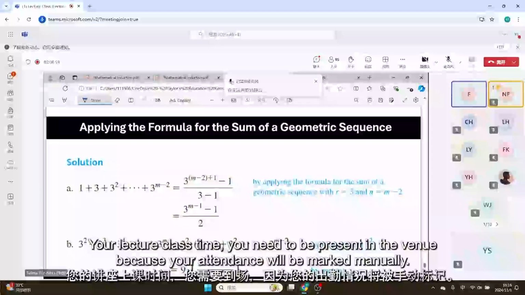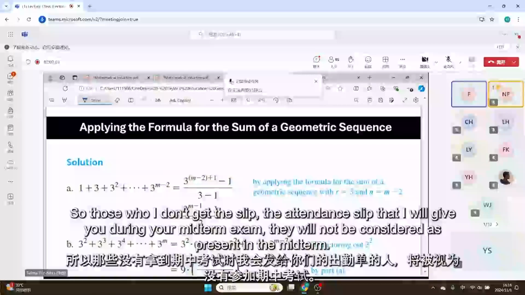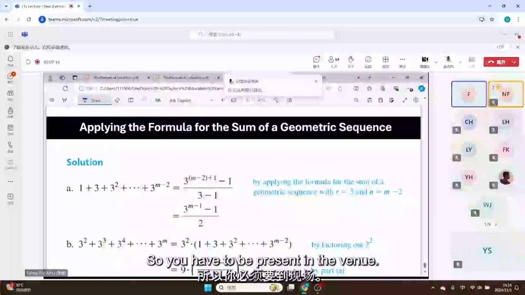Your lecture class time, you need to be present in the venue because your attendance will be marked manually. So those who I don't get the attendance slip from, that I will give you during your midterm exam, they will not be considered as present in the midterm. Okay, so you have to be present in the venue.